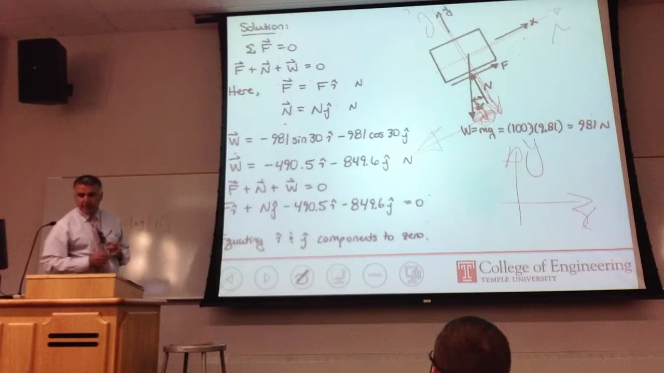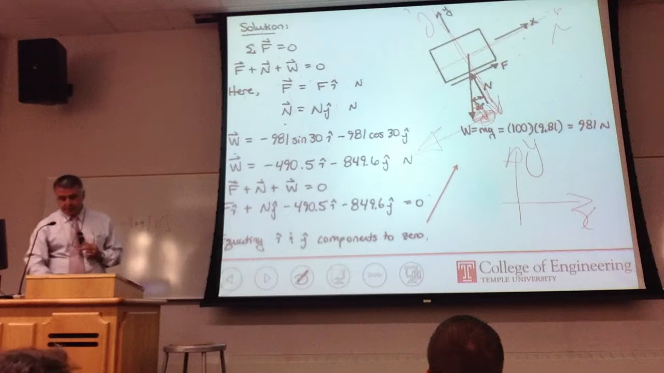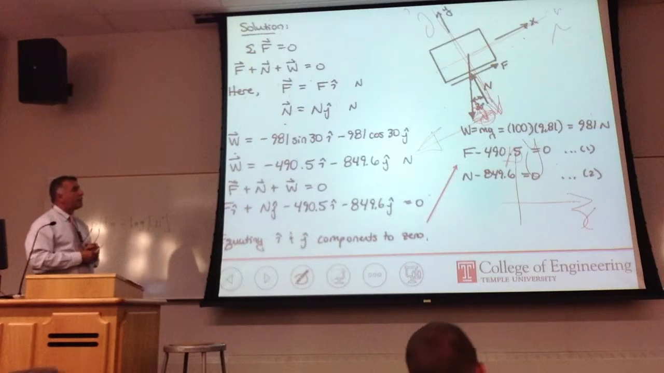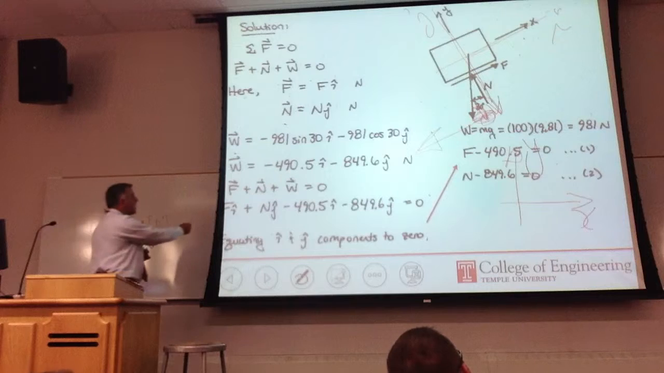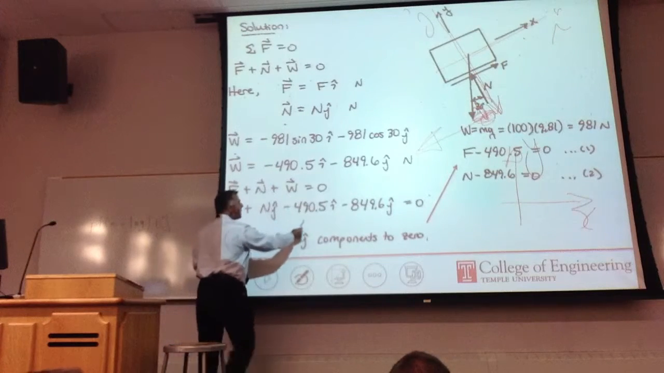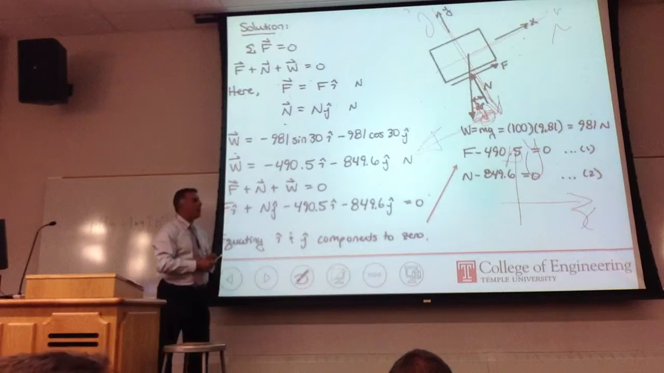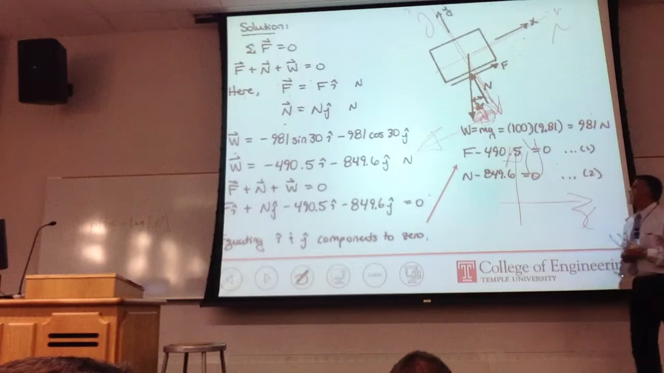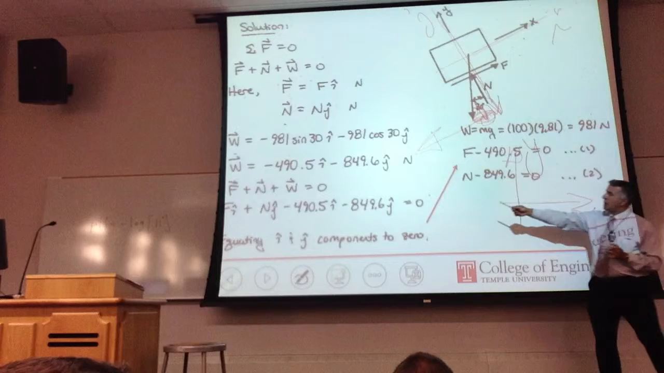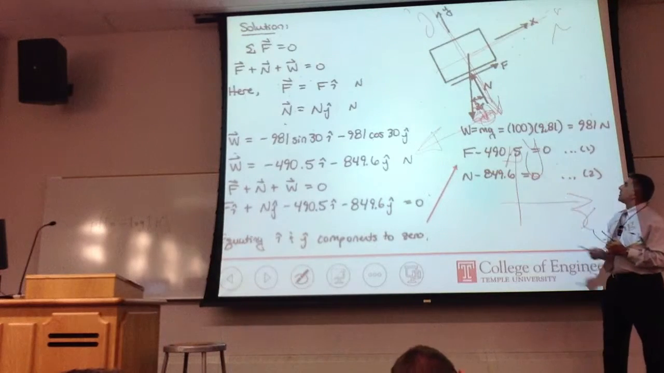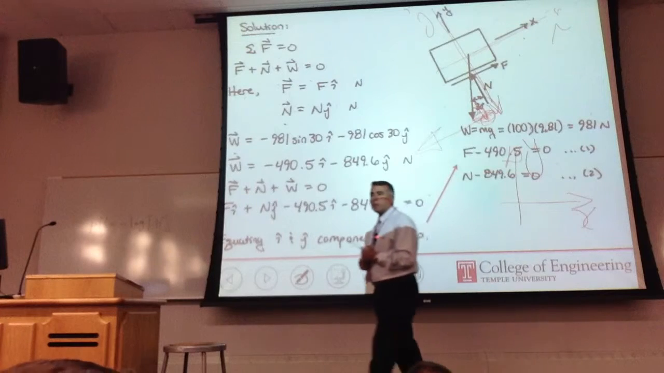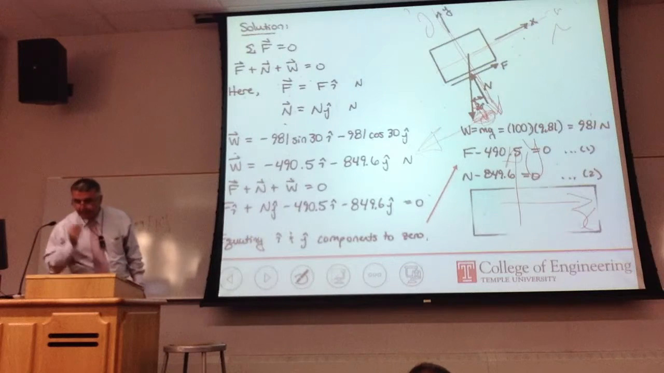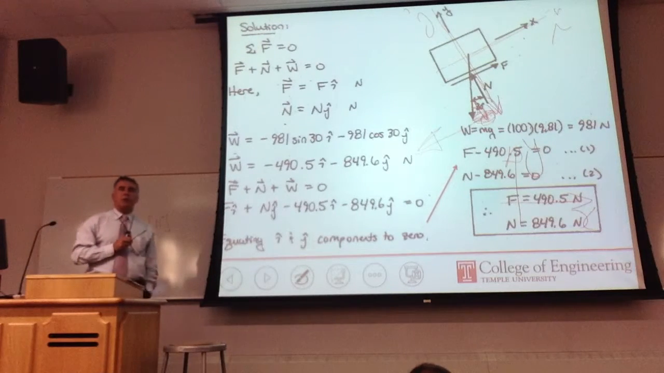Which in this case means the I portion is F minus 490.5 is equal to 0, giving us F, and N minus 849.6 is equal to 0, which gives me the normal force. And those are your final answers.